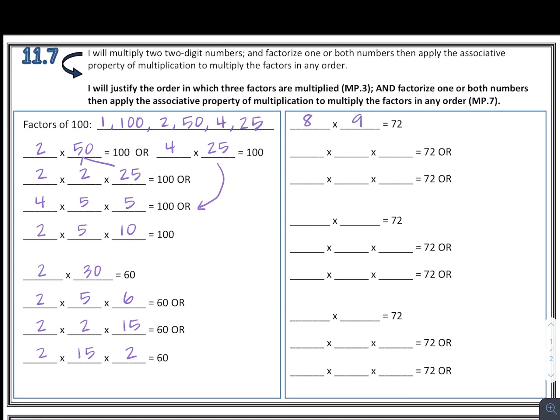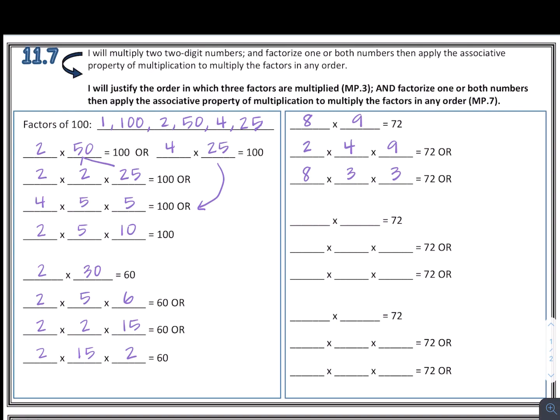For 72, I know 8 times 9 is 72. I could have written two other factors there, but I'm going to break down the 8 into 2 times 4 and then times 9. Or I could have kept the 8 and broken down 9 into 3 times 3. So you choose whichever is easiest for you.